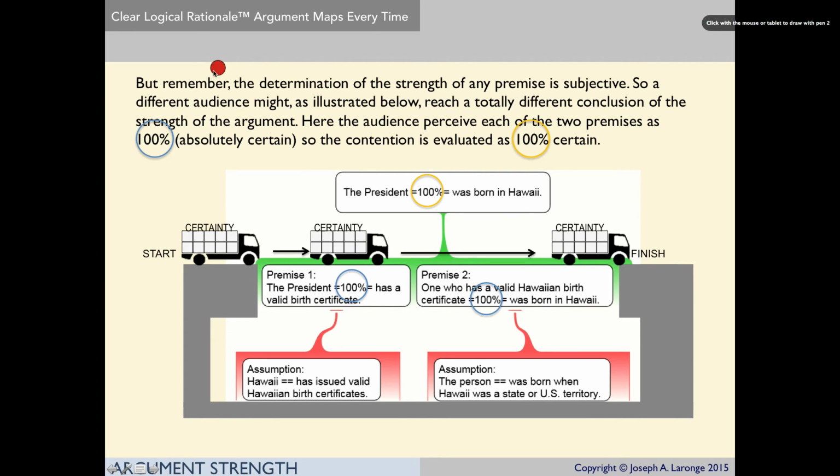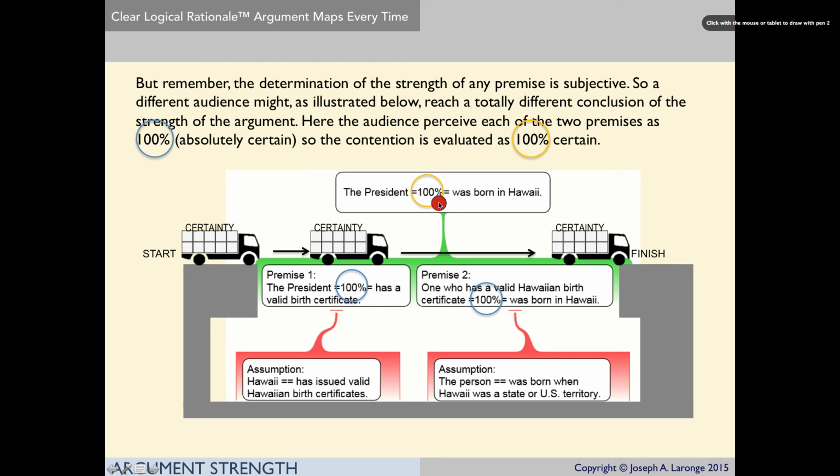But remember, the determination of the strength of any premise is subjective. So a different audience, just like a different juror, might, as illustrated below, reach a totally different conclusion of the strength of the argument. Here, the audience, remember it's a different audience, I could have made the truck a different color, I guess. Here the audience perceives each of the two premises as 100%, absolutely certain. So the contention is evaluated at 100% certain, because the weakest link, the weakest span, is 100%. So the contention can be considered 100%.